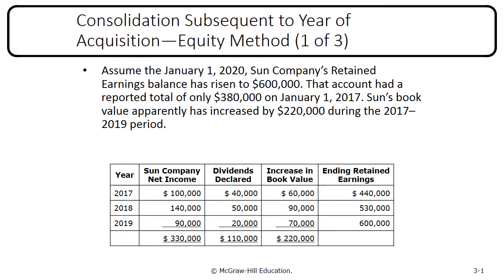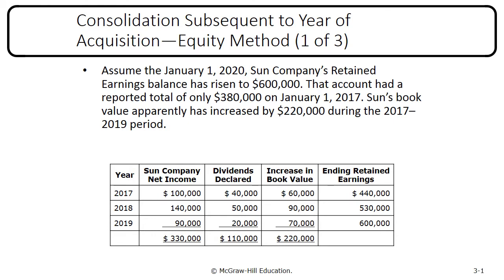Now, let's take it to the next notch. That's what happens in the first year. What happens in subsequent years? And I would refer to your book so that you can come back to these dollar amounts and know what the heck we're talking about. So let's take a look. Assume January 1, 2020. The acquisition of Sun took place January 1, 2017. Okay, so now we've been through 17, 18, 19. It's now January 1, 2020.